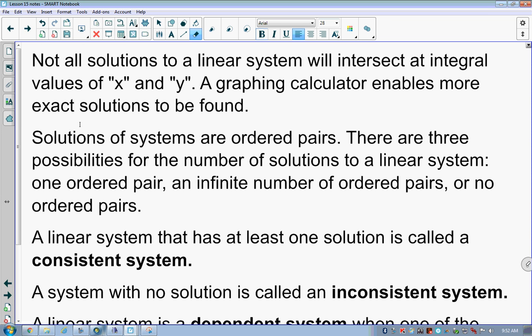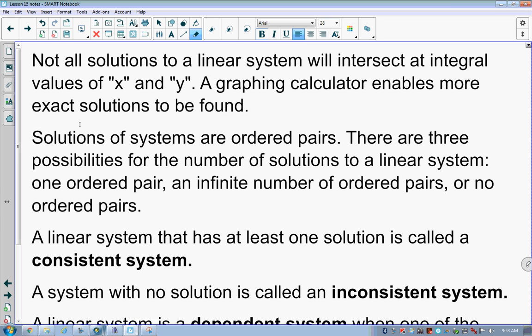All right, so not all solutions to a linear system will intersect at integral values of x and y, meaning that not everything intersects at a nice neat number like 4, 2 or 0, 0 or 1, 3, something really definite, where I'm going to see my little grid lines cross right at that point. Sometimes they'll cross at decimal points, or at fractions. Sometimes where they cross is really far away. It's off of our normal little 10 by 10 grid, right?